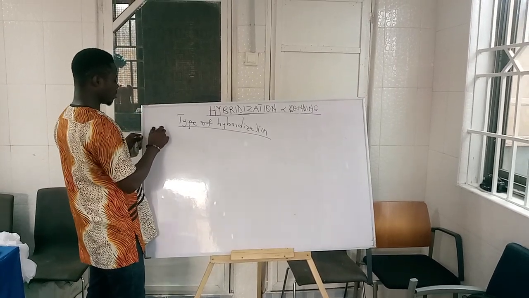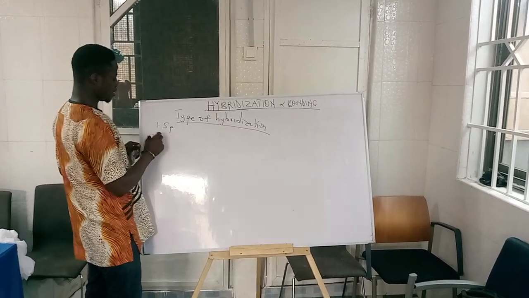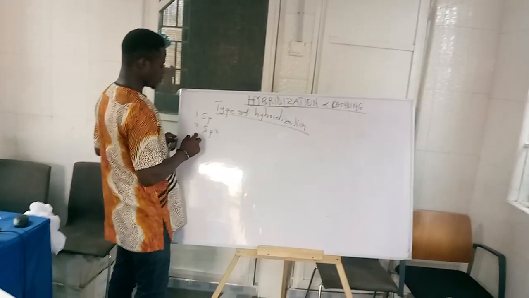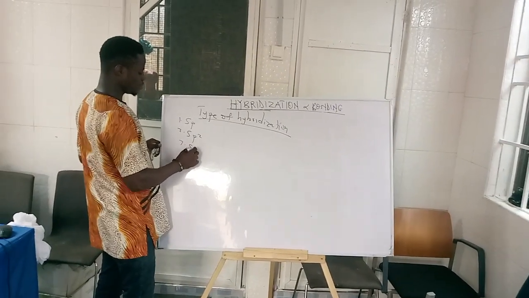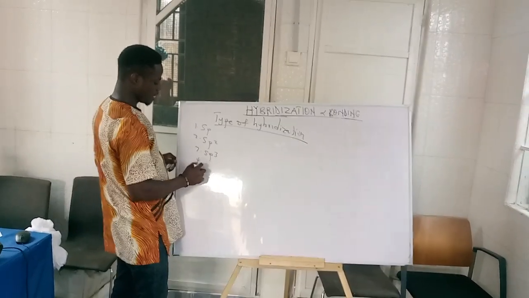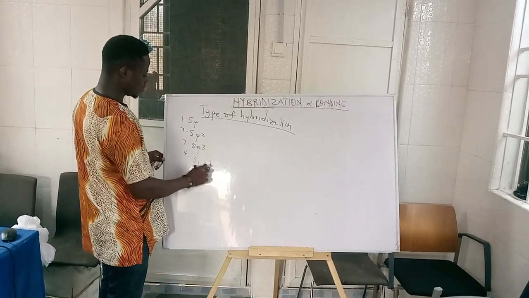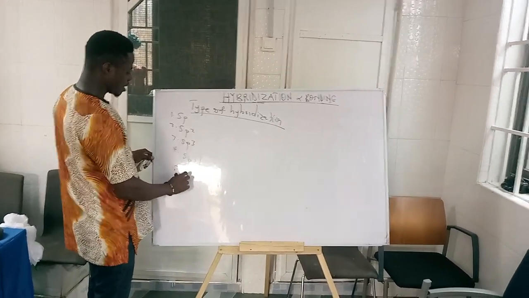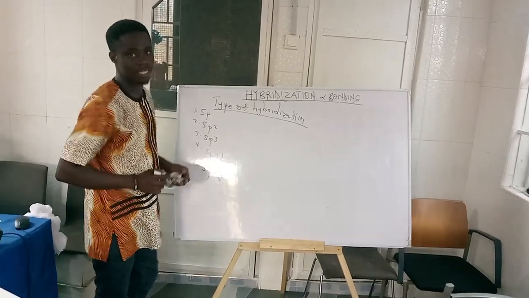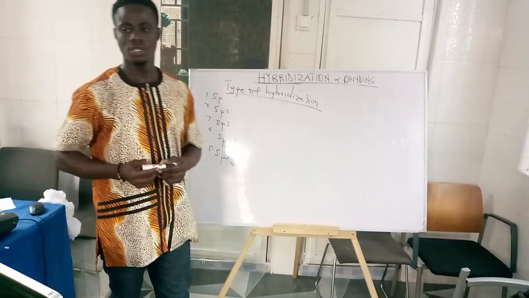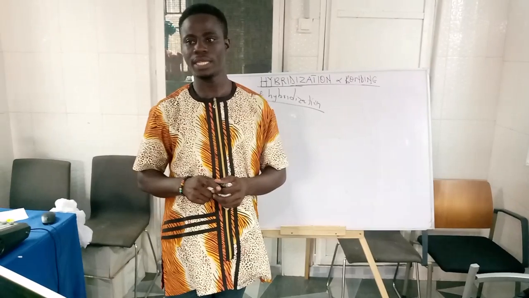In this video, we shall be looking at the next type of hybridization. We finished talking about sp hybridization, sp2 hybridization, and sp3 hybridization. In this video, we'll look at sp3d hybridization and sp3d2 hybridization. These will be the main types of hybridization we are going to look at.